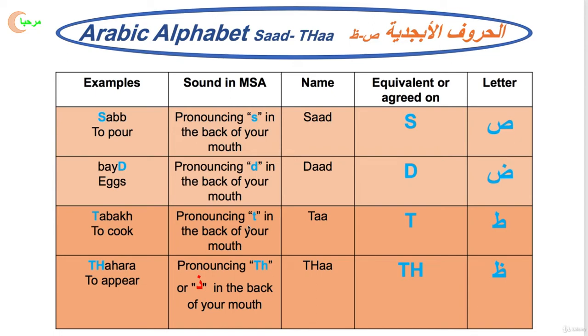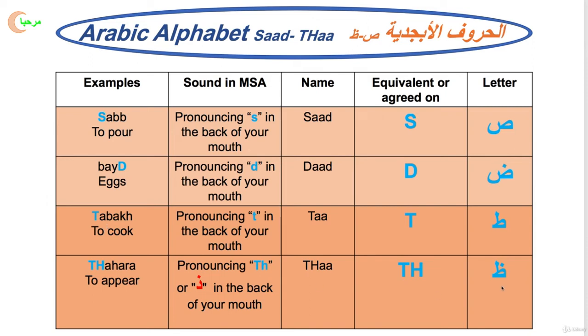Ta. And as an example, I took the word to cook, or he cooked, which is طبخ. Repeat after me. طبخ. And like I said, طبخ means to cook or he cooked. In Arabic, the infinitive is exactly the same as he in the past. So طبخ means to cook or he cooked.